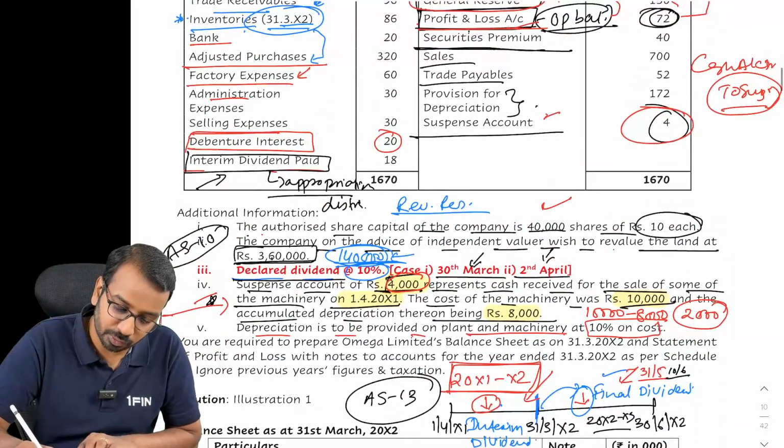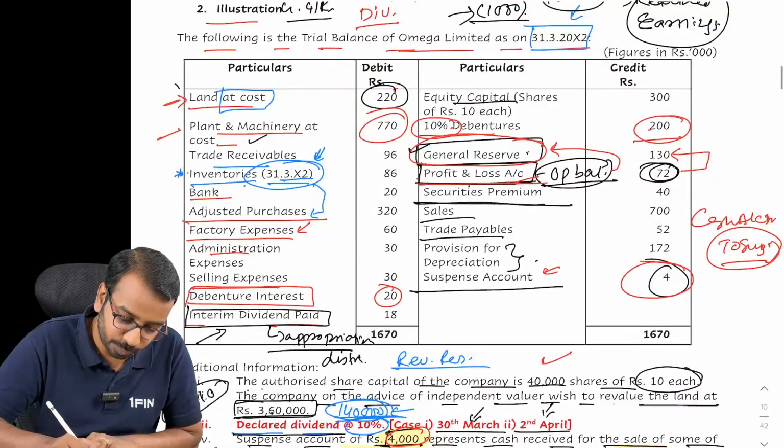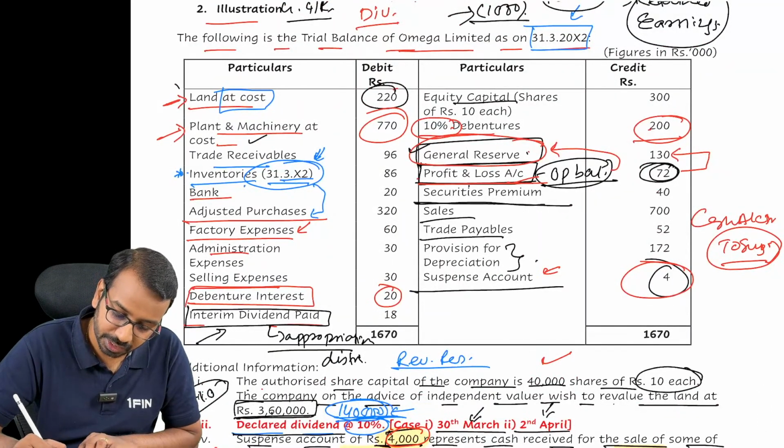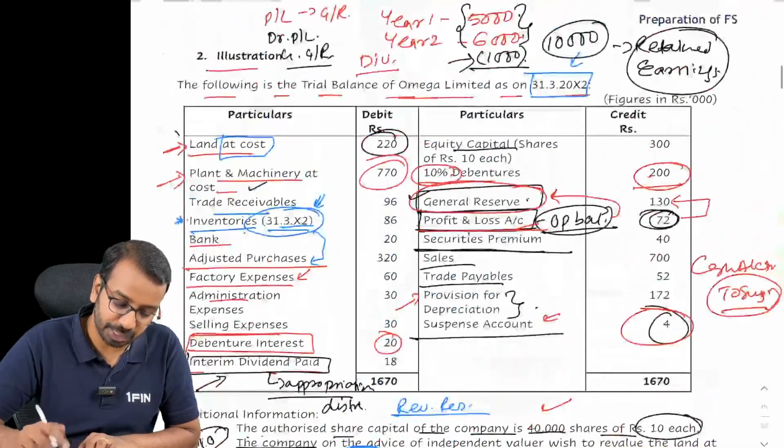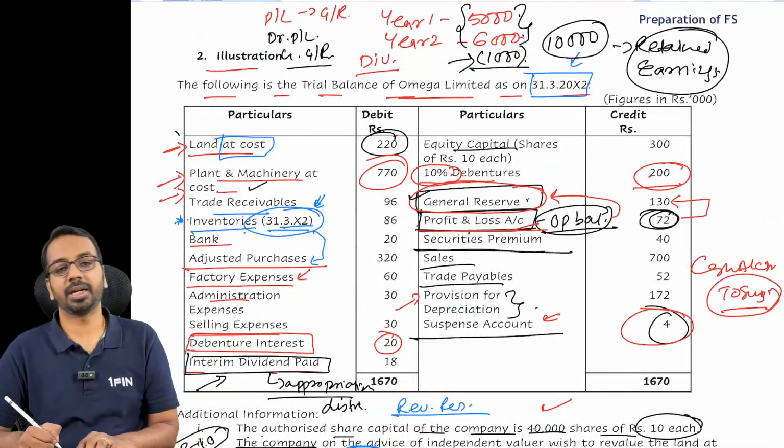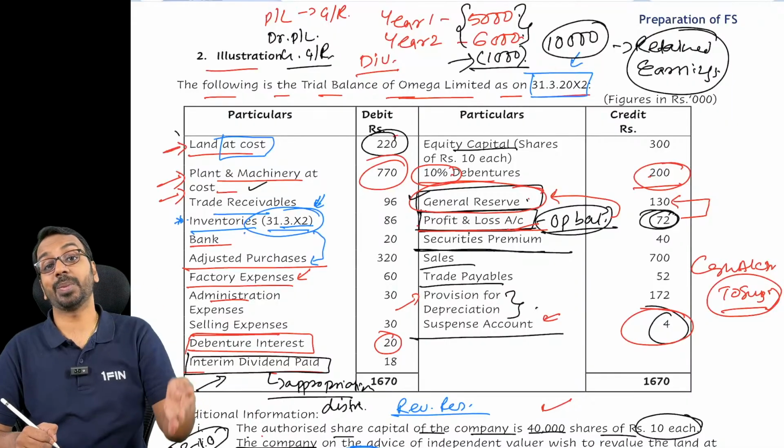Suspense account also has an adjustment related to plant and machinery and also provision for depreciation. Then depreciation is to be calculated. So there is one more adjustment for depreciation. Like this, you have to track it back.